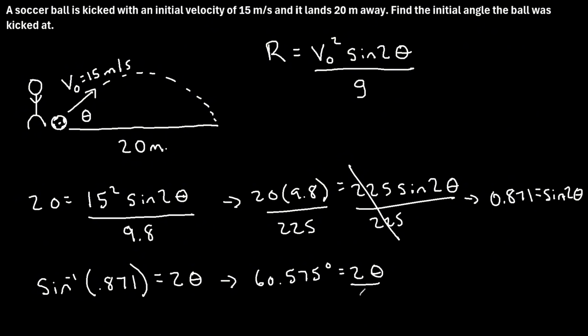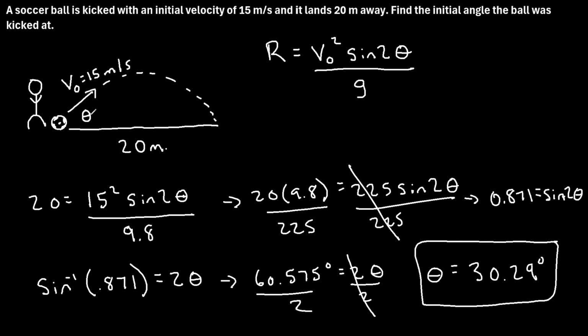So to solve for the angle, we can divide both sides by 2. These 2s will cancel out, and we'll see that the angle is equal to 60.575 divided by 2. That's 30.29 degrees. So this is the initial angle that this ball must have been kicked at in order for it to land exactly 20 meters away from where it started.